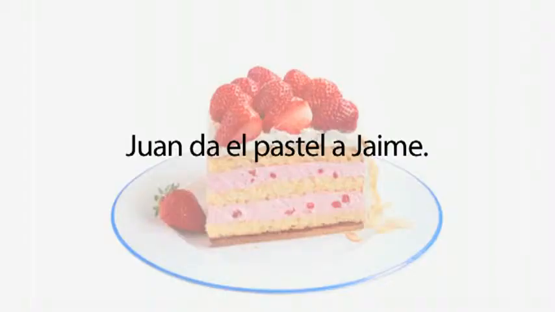Fácil, ¿no? Pues en español, you can take it a step further and replace all the names with one single word, kind of like it. Let's take that first sentence. John gives the cake to Jamie and put it into español really quick. Juan da el pastel a Jaime.